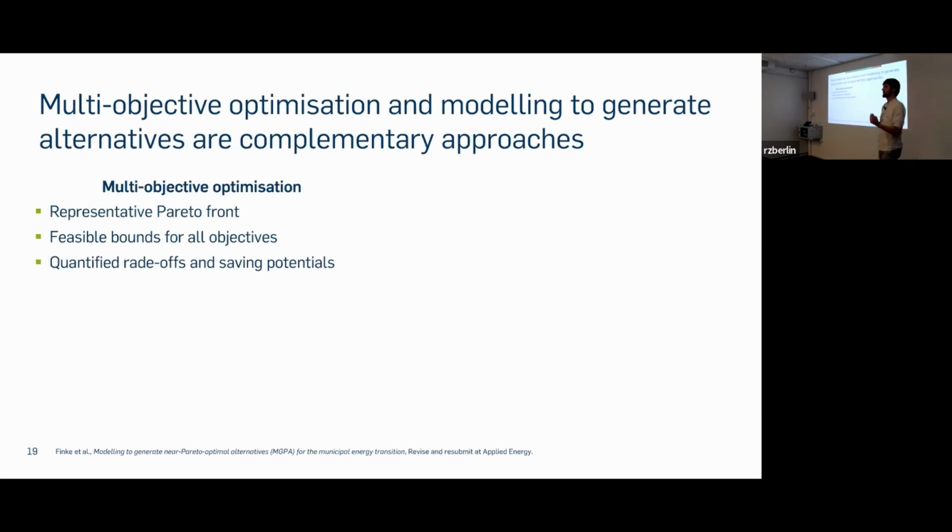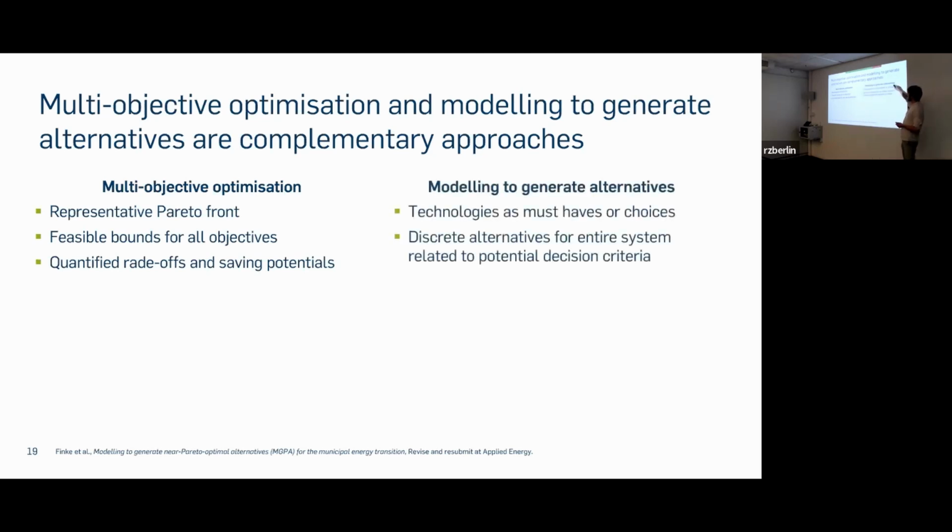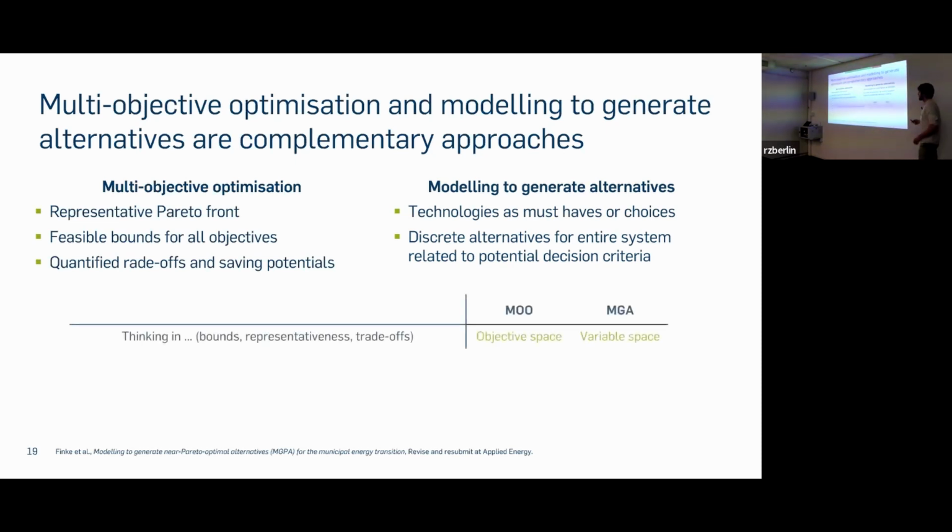We learned about trade-offs between the objectives and quantified them well. And for MGA, on the other hand, we saw what technologies are must-haves and what technologies are choices and how large these choices are. We also saw some very discrete alternatives that are similarly costly, but have very different system characteristics. From that, I synthesized that, from my view, multi-objective optimization really thinks and works much more in objective space, whereas MGA really thinks much more in variable space.